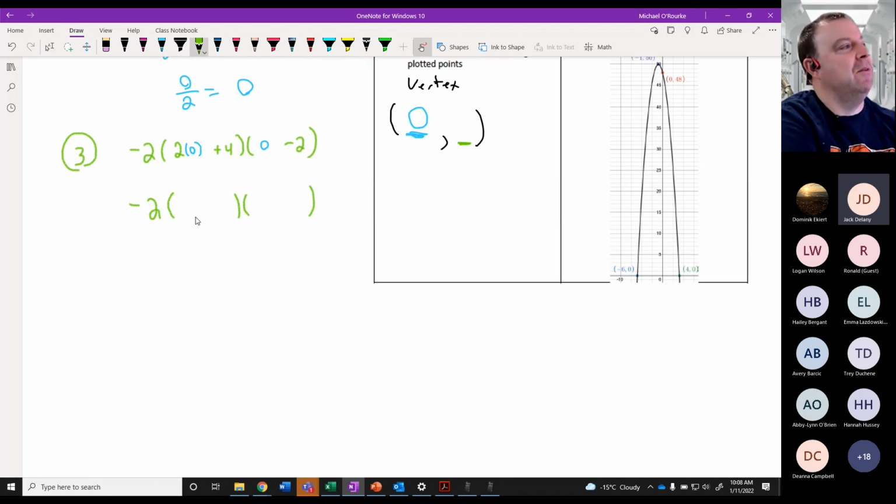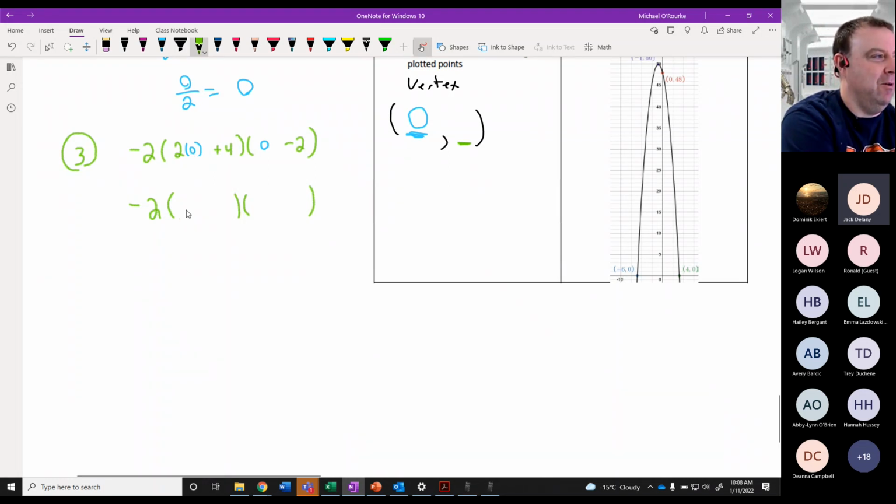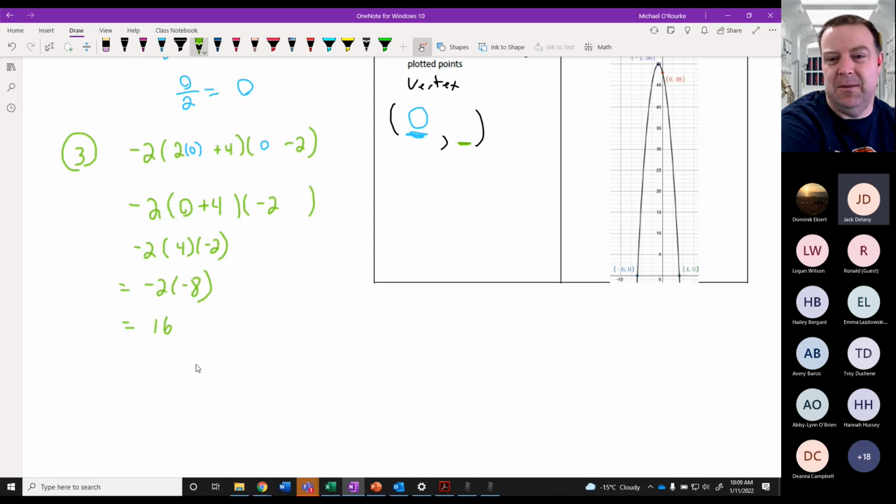Okay. So I'm going to start working through this because it looks like we've stalled out. So 2 times 0 is 0. 0 minus 2 is -2. So I just keep going here. 0 plus 4 is 4 times -2. So I can put these two together first. That's going to be -8. And then that's going to be 16.